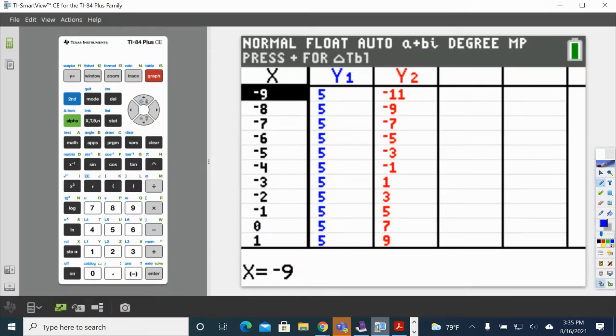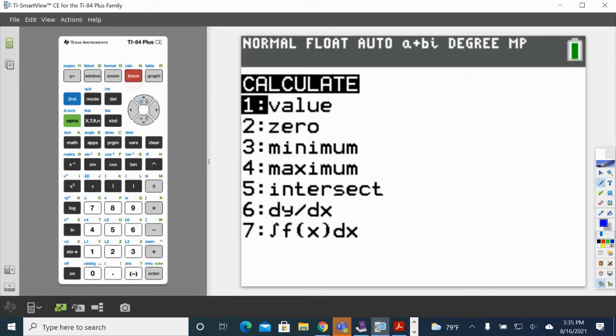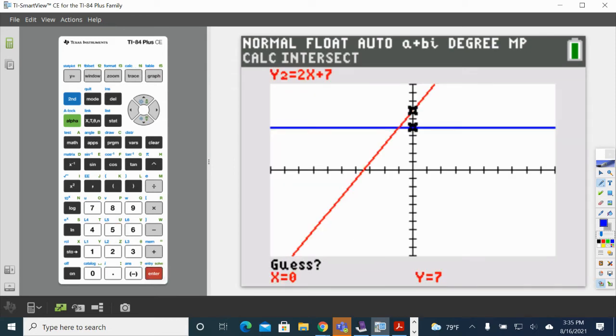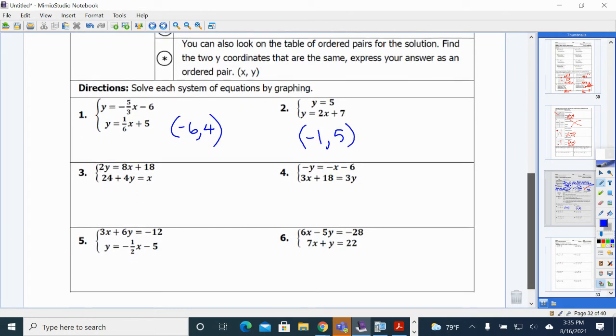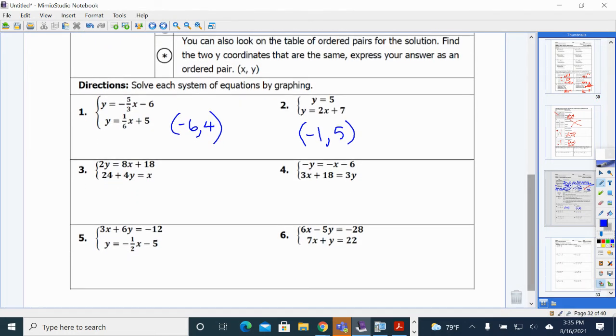Again, the other method is to hit second trace, number 5, enter, enter, enter. And there's your answer at the bottom of your screen. Looking at example number 3, 4, 5, and 6, these equations are not in slope-intercept.